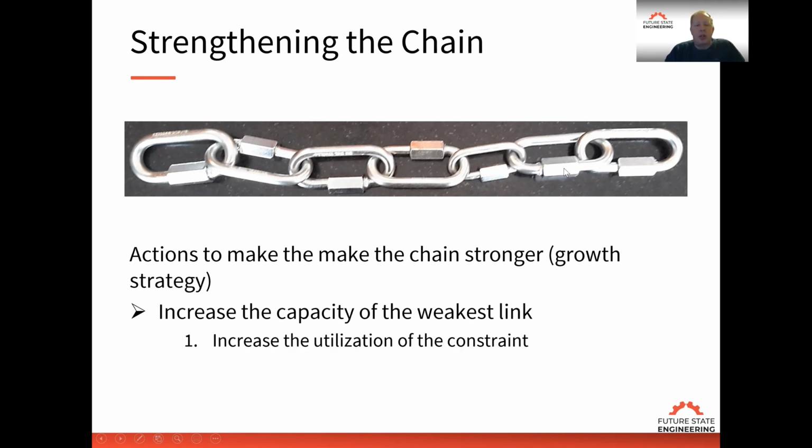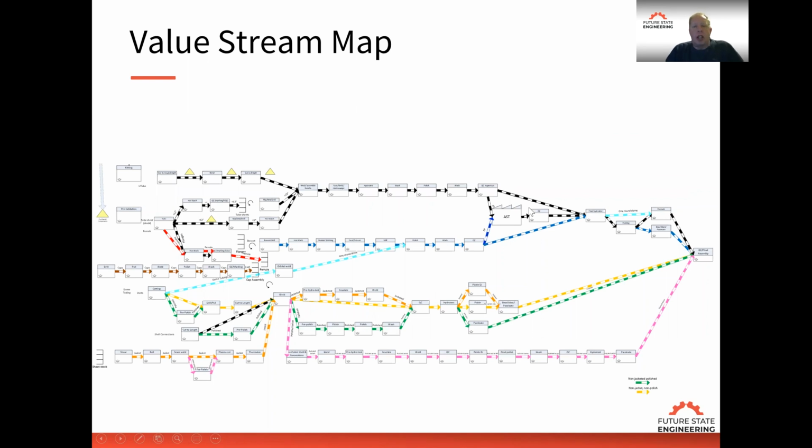We can do that by increasing the utilization of that weakest link, or increase the throughput, or the rate that we generate value added through that weakest link. So in this case, we want to look at this weakest link and decide what's the throughput value of each product that flows through that. So of course, we want to look at all the different flows in the organization.